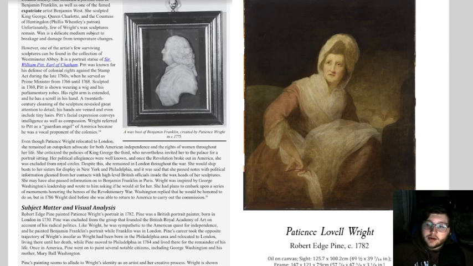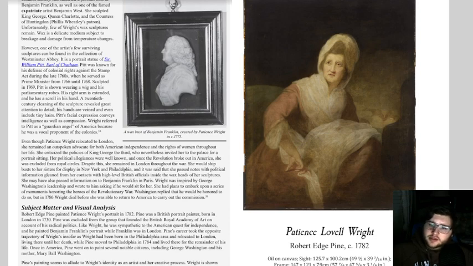She criticized the policies of King George III, who nevertheless invited her to the palace for a portrait sitting. Her political allegiances were well known, and once the revolution broke out in America, she was excluded from royal circles. Despite this, she remained in London throughout the war.